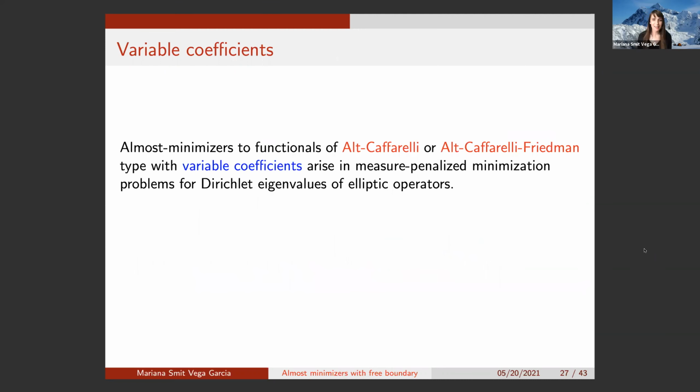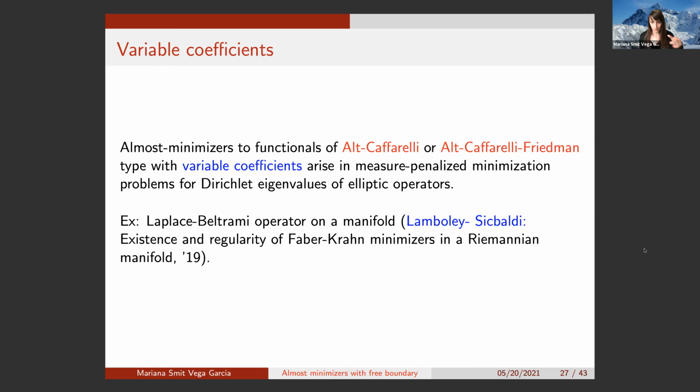Now, let me tell you something that I have been very interested in for various problems. What happens with a version of this for variable coefficients? And I want to mention that if we look at almost minimizers for functionals of the type Alt-Caffarelli or Alt-Caffarelli-Friedman, this actually shows up if you look at measure penalized minimization problems, for example, for Dirichlet eigenvalues of elliptic operators. And I will mention in the next few slides a little bit of several pieces of work, several papers that deal with related problems that involve variable coefficients. And I will give a reference for this example as well.